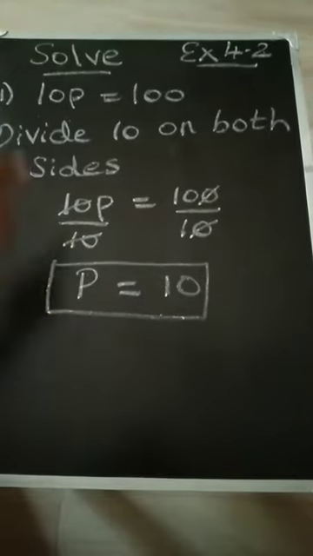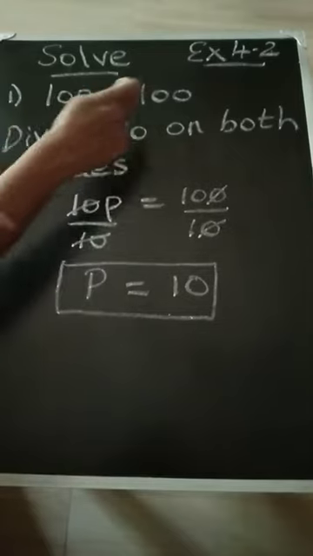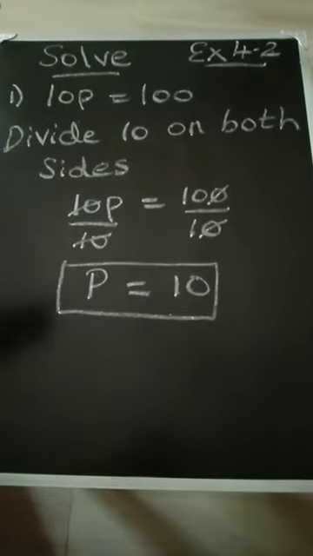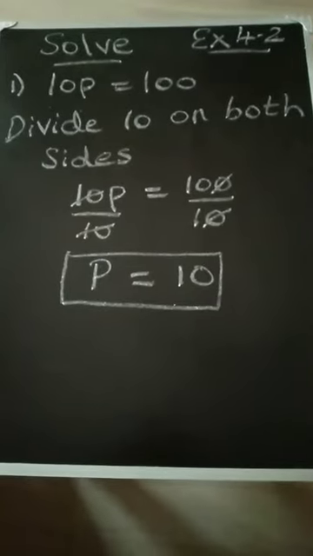Now if you substitute the value here, you can cross check. So 10 into 10 is equal to 100. So 10 tens are 100. So 100 is equal to 100. That is the way you can check.